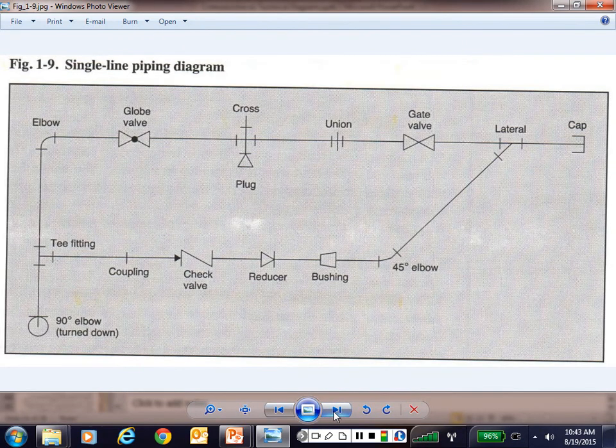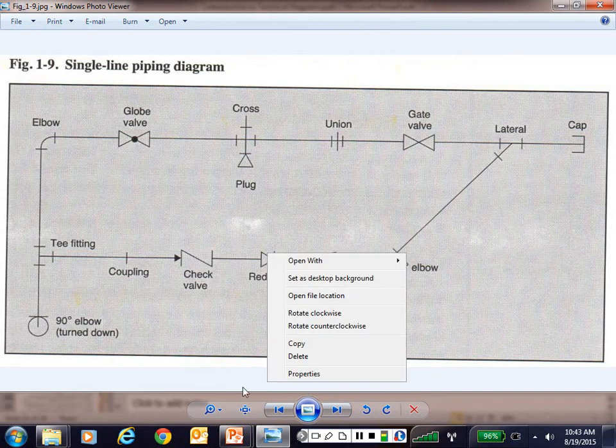This is a piping diagram, a single line piping diagram. Now it doesn't really make any sense, but if you understand this, all they're trying to do is represent symbols. So this would tell me I need to put an elbow there. This would tell me I need to put what they call a globe valve, which is basically a valve. This is where we need to put a cross, but on this side, this is a plug. This is a union. You know what a union is? A union is just a joint that makes things easy to take off.